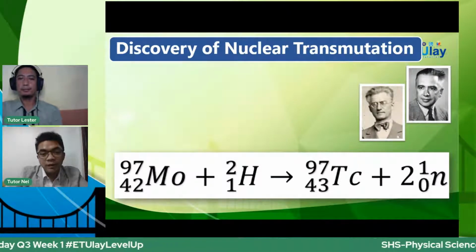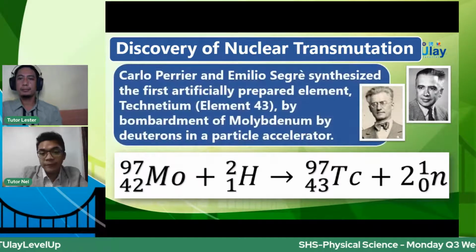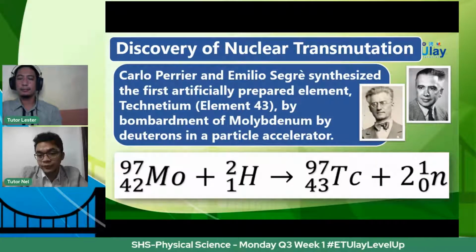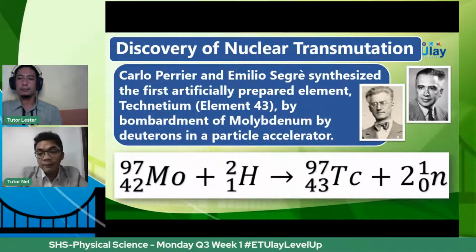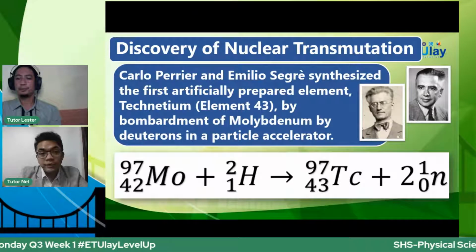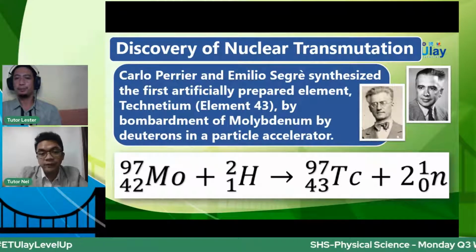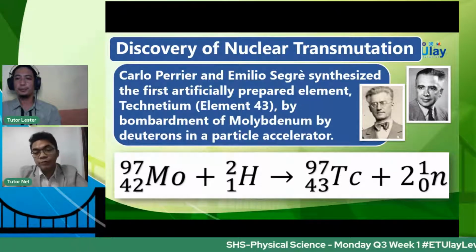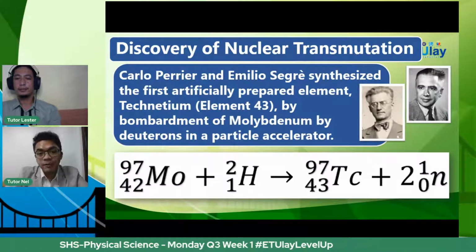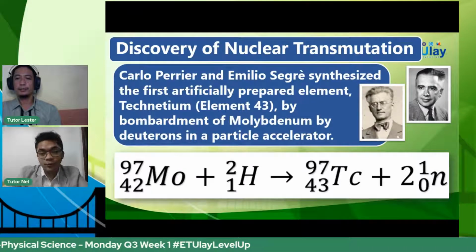Ang technetium ang kauna-unahang artificially prepared element. It is not naturally occurring on Earth. Ibig sabihin ay wala po tayong makikita na technetium sa kalikasan. Ito ay nadiskubre noong 1937. Technetium is formed together with two neutrons by the bombardment of molybdenum by deuterons, or an isotope of hydrogen.